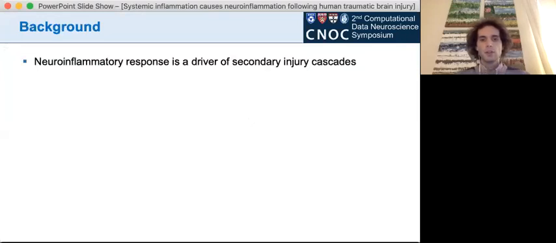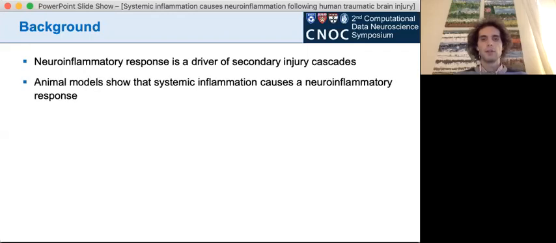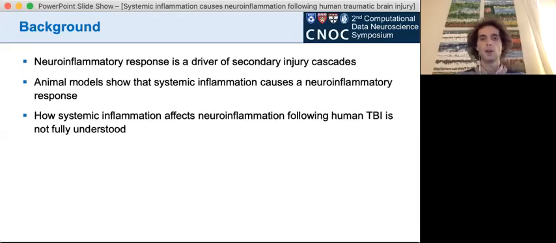The neuroinflammatory response has been shown to be a key driver of the secondary injury cascades following TBI. And animal models have shown that systemic inflammation causes a neuroinflammatory response. However, how systemic inflammation affects neuroinflammation following human TBI is not fully understood.